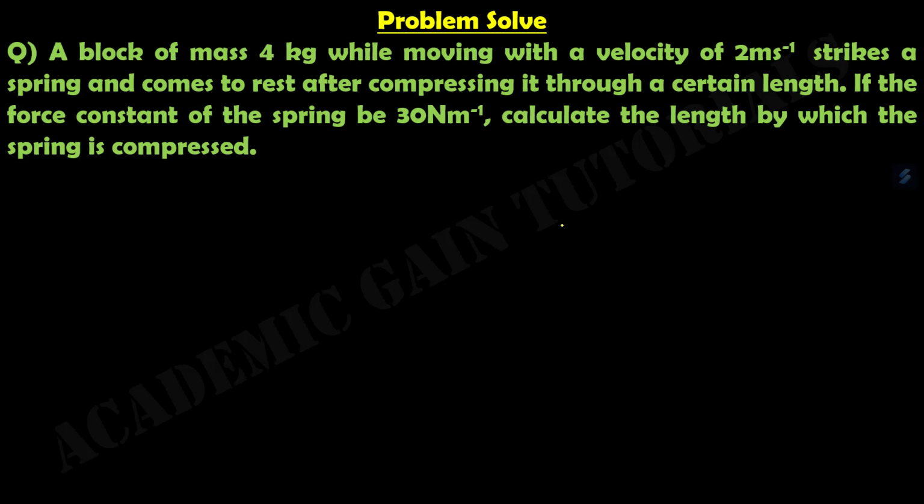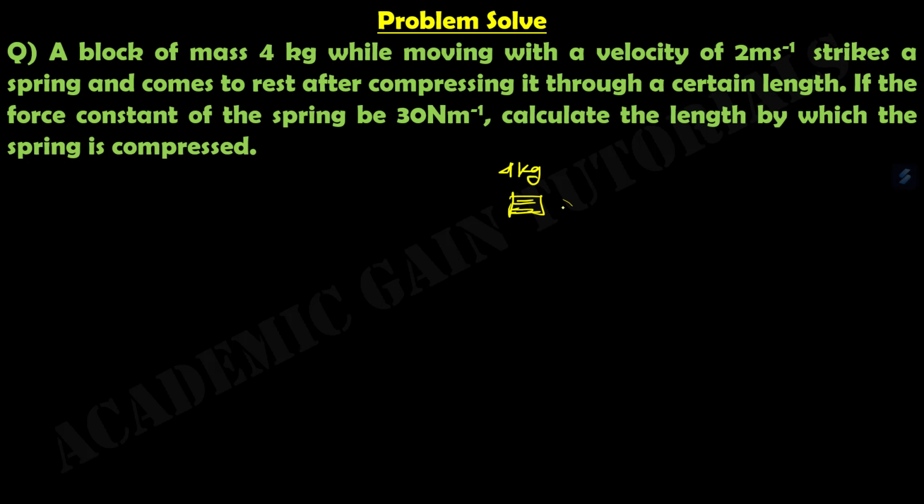The next question is: a block of mass 4 kg, while moving with a velocity of 2 meters per second, strikes a spring and comes to rest after compressing it through a certain length. If the force constant of the spring is 30 Newton per meter, calculate the length by which the spring is compressed. This means a block of mass 4 kg.